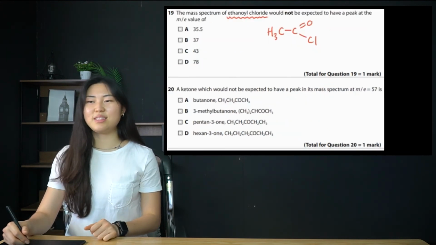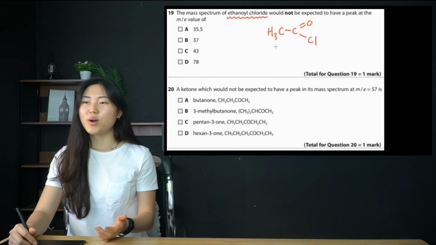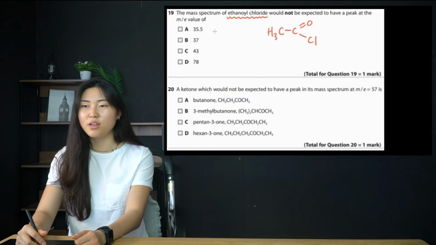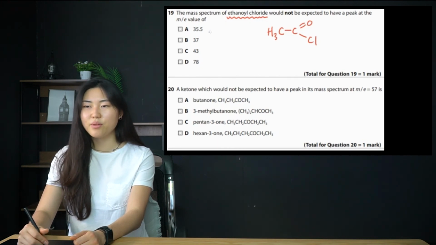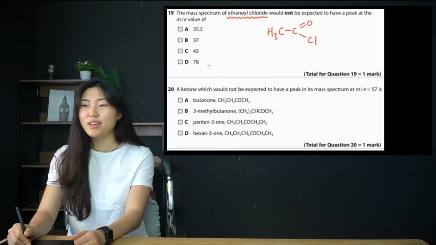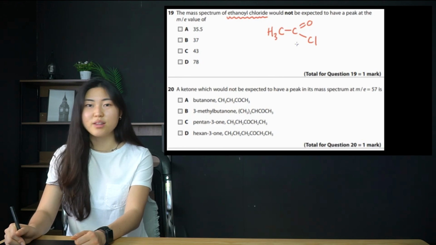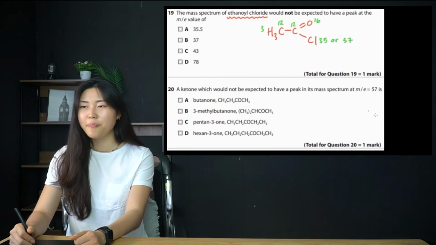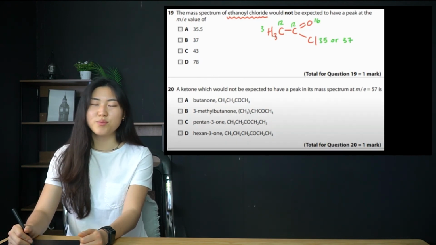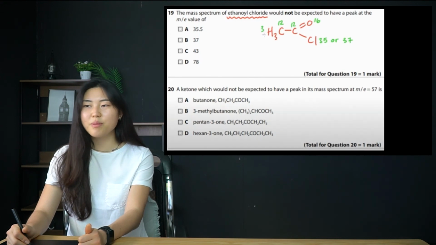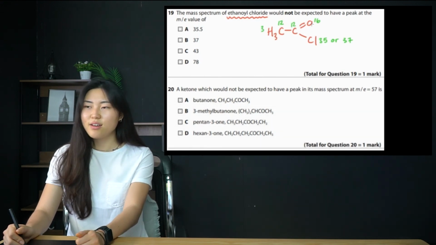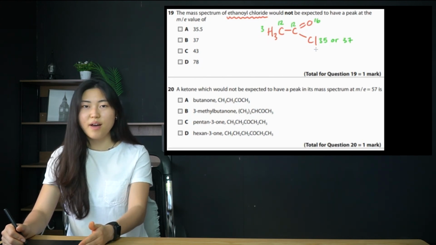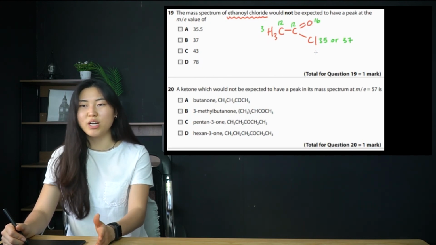Okay, so question 19. The mass spectrum of ethanoyl chloride could not be expected to have a peak at the m/z value of... and we have all of these choices. So first of all, I just drew out what ethanoyl chloride looks like, and I'm going to label all the masses down. So if we have 3 hydrogens, each one weighs 1, so I just wrote 3. Carbon weighs 12, and then oxygen weighs 16, and we have chlorine, which can either weigh 35 or 37, depending on which isotope it is.